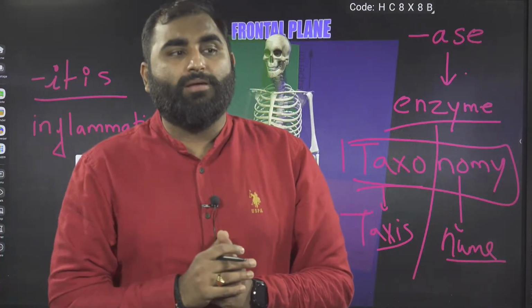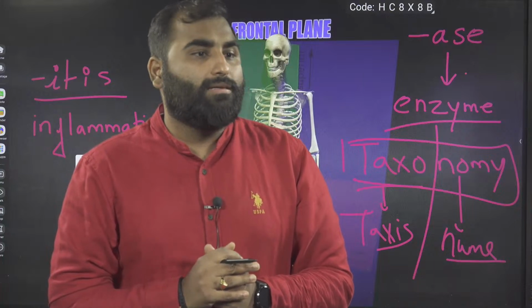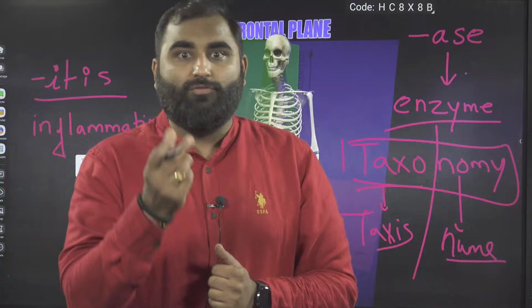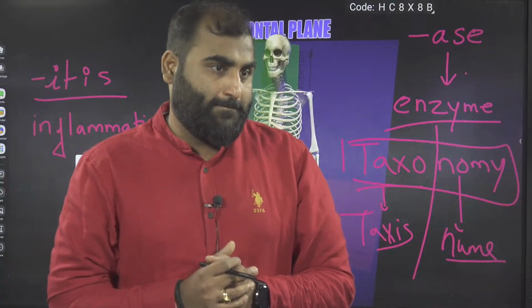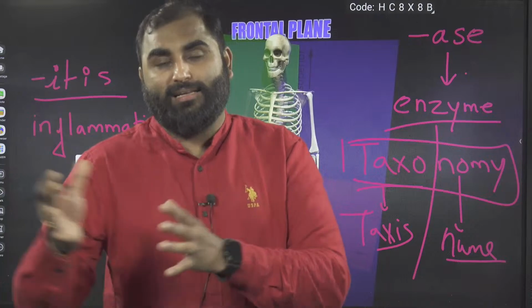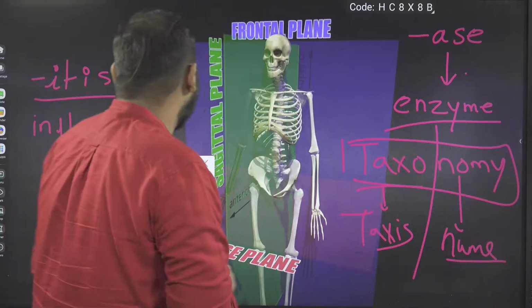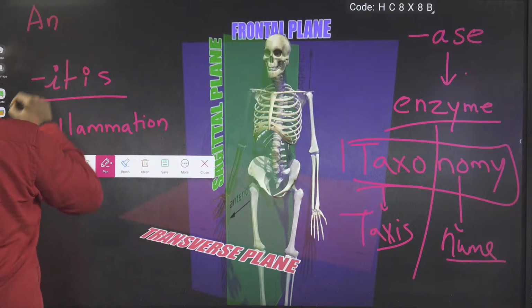Related to taxonomy, you might have studied binomial nomenclature, how to name organisms, giving 2 names to an organism. One is the genus, another is the species. So that is connected to taxonomy. Okay? Next.